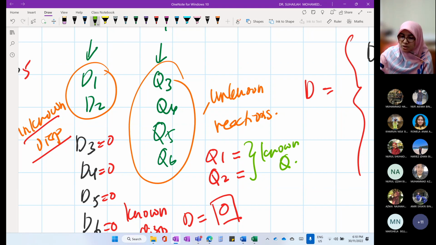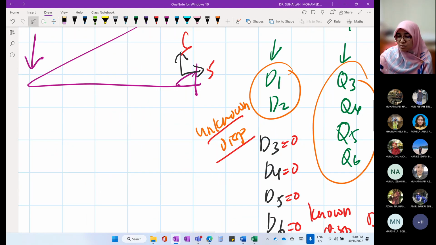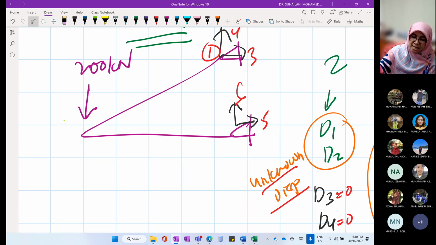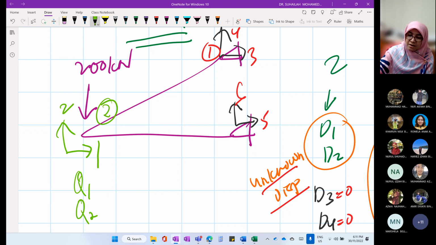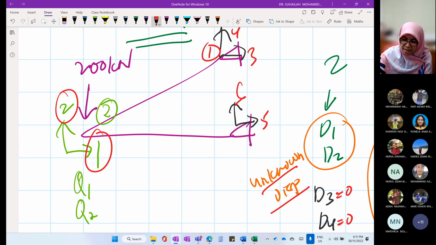Refer to the position in the diagram. Where are 1 and 2? 1, 2 are here. So Q1, here at node number 2, there are Q1 and Q2. 1 and 2 refer to the degree of freedom. So Q1 refers to position 1, and Q2 refers to position 2. So Q1 equals what? Q2 equals what?